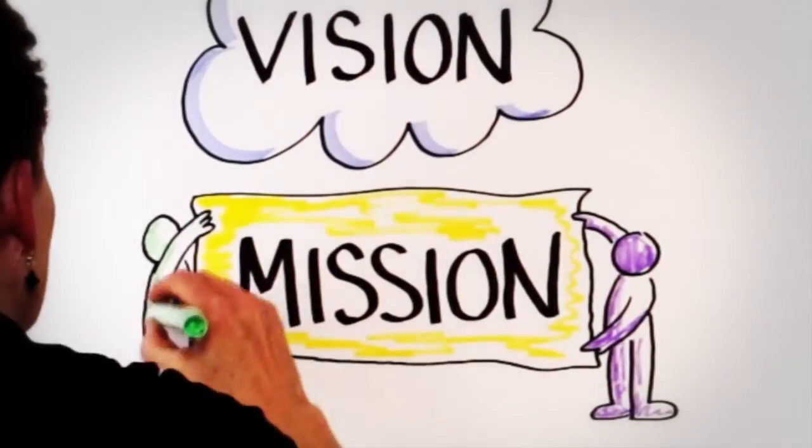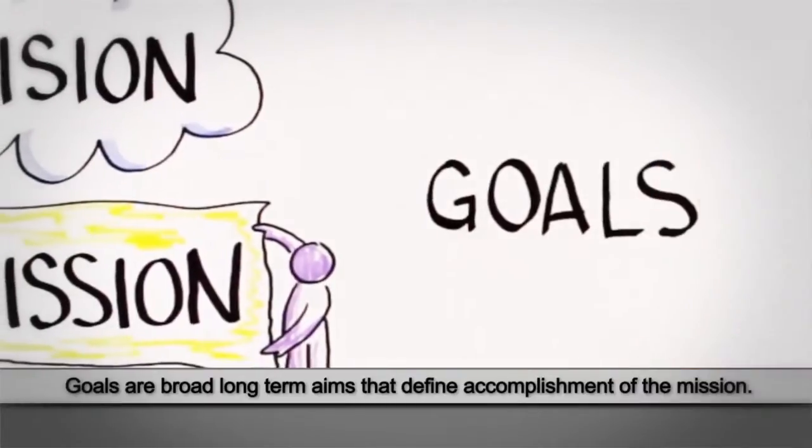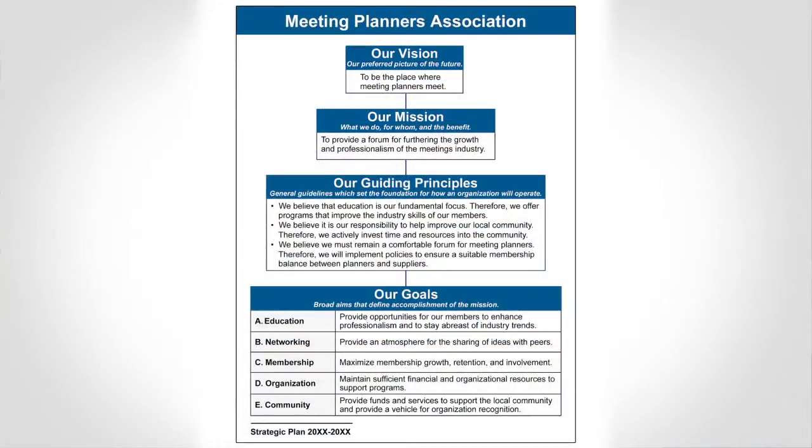The third element on the first page is the organization's goals. Goals are broad, long-term aims that define accomplishment of the mission. The second page of the strategy document shows for each goal the specific measurable objectives that define accomplishment of the goal. Defining objectives is the final step in the direction-setting stage of the strategy development process.